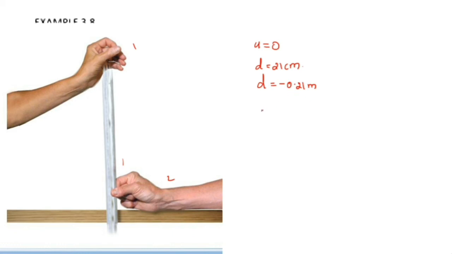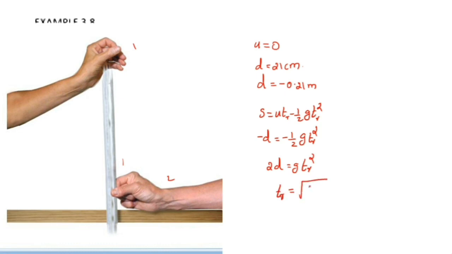Now we use the formula s is equal to ut minus half g t square, right? Here t represents what? The reaction time. But here the initial speed u is 0, so what can we write? s is the vertical distance traveled by the ruler, that is minus d, which is equal to minus half g t square. t represents the reaction time, so it is written as t subscript r. Minus minus will cancel, so we can write 2d is equal to g t r square. So the reaction time is equal to root of 2d divided by g.